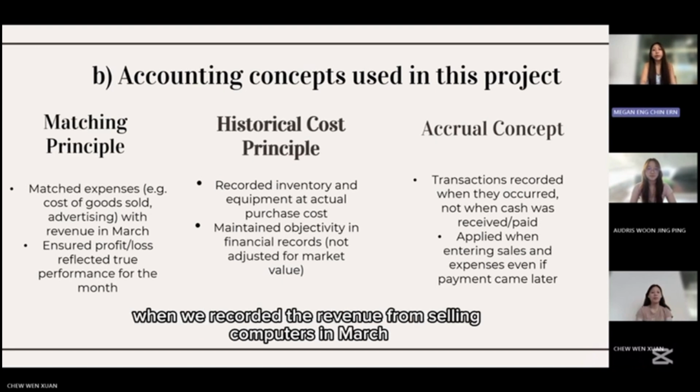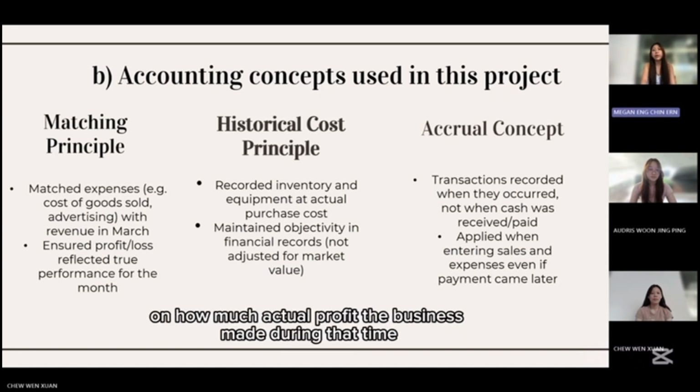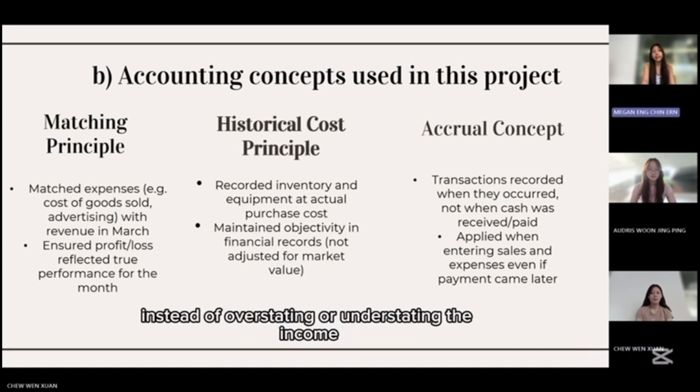In our case, when we recorded the revenue from selling computers in March, we also made sure to include the related expenses, such as the cost of purchasing the computers and any marketing or delivery costs in the same month. This gives us a clearer picture of how much actual profit the business made during that time, instead of overstating or understating the income.